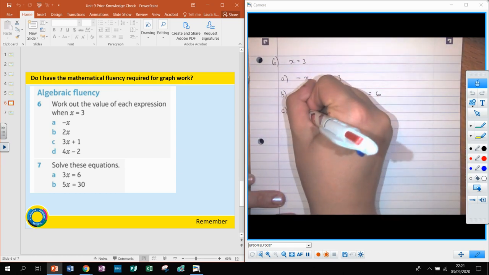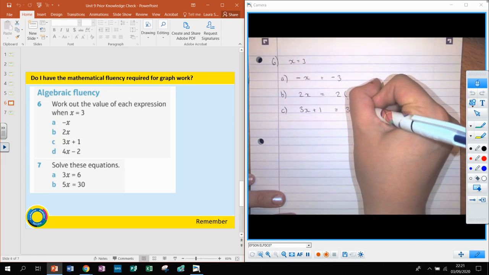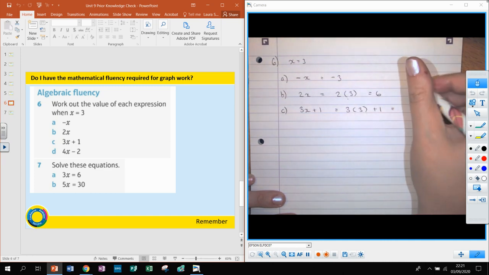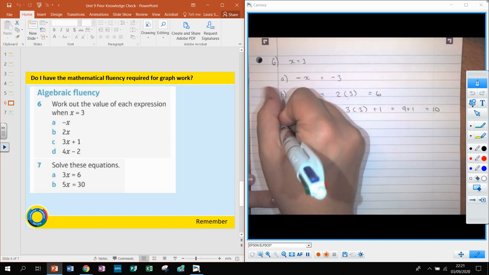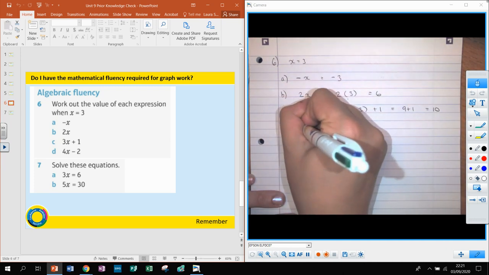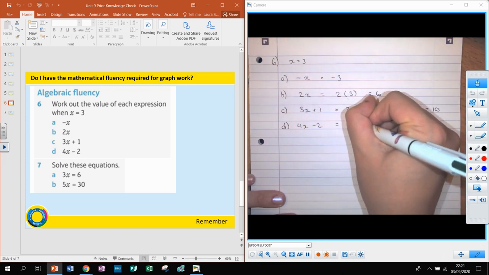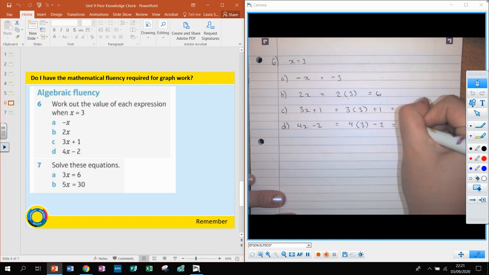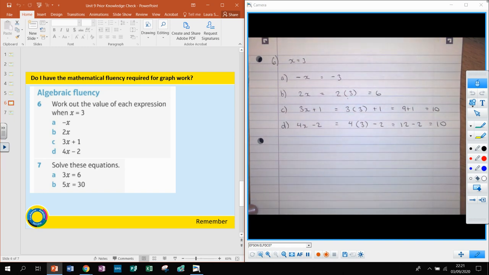Part C, we have 3x plus 1. So that's 3 times 3 plus the 1. 3 times 3 we do first. Think about your order of operations. That's 9 plus 1, which is equal to 10. Final answer. Part D, we have 4x minus 2. That is equal to 4 times the 3, take away the 2 when we substitute. 4 times 3 is 12, take away 2, which is also 10. So that's question 6 done. Well done, guys, if you got that.